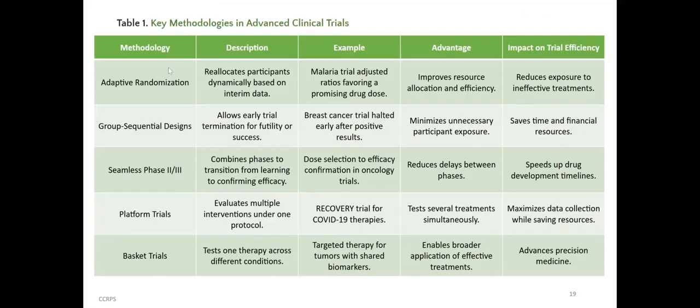Summary tables, upcoming tables to summarize what we have covered in this lecture. A table on key methodologies in advanced clinical trials: methodology, description, example, advantage, impact on trial efficiency. As methodologies, we have adaptive randomization, group sequential design, seamless phase 2-3, platform trials, and basket trials.